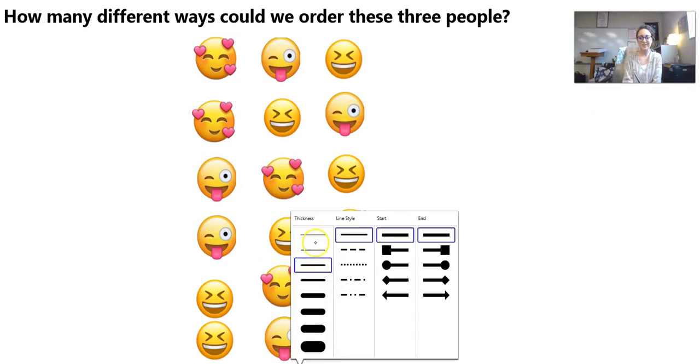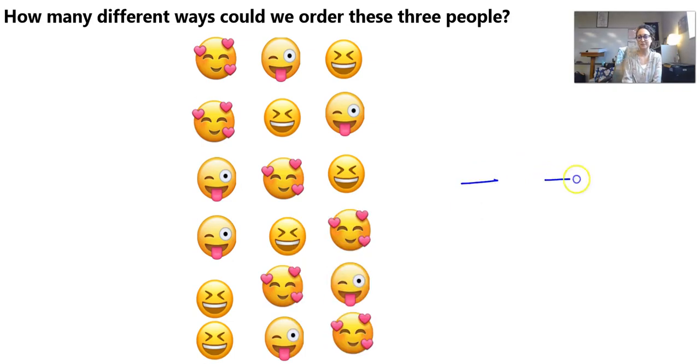And so what I want you to think about is there are essentially 3 slots. For this first slot, how many possibilities do I have if I haven't changed anything yet? We've got 3 possibilities. We could either have love in the first slot, wink, or excited. Now, once that first slot is filled, how many people are left to choose from? Just 2. So there are 2 possibilities for that second slot. And once that second slot is filled, there is only 1 possibility for that third slot.